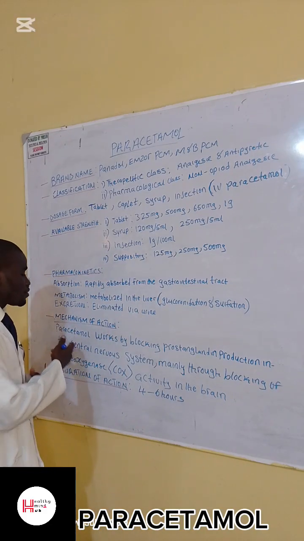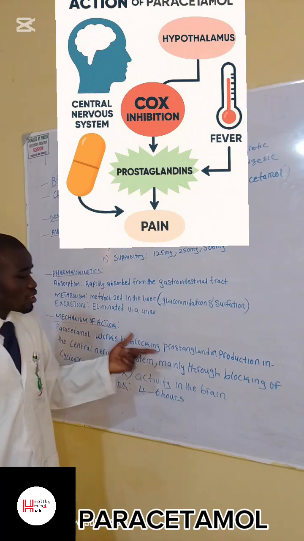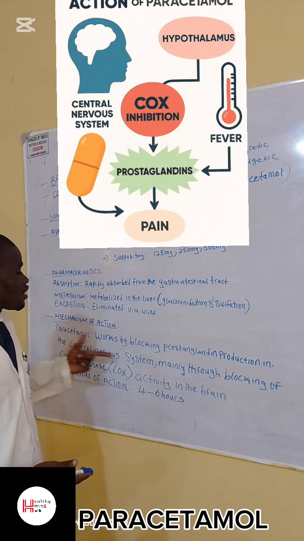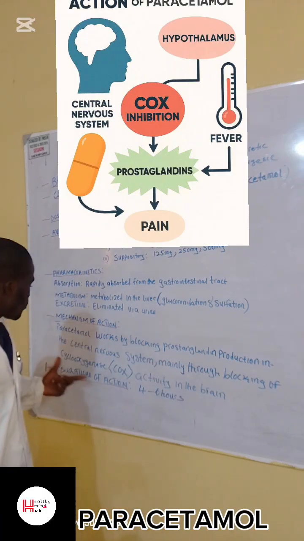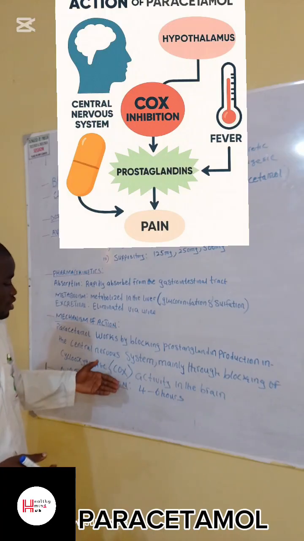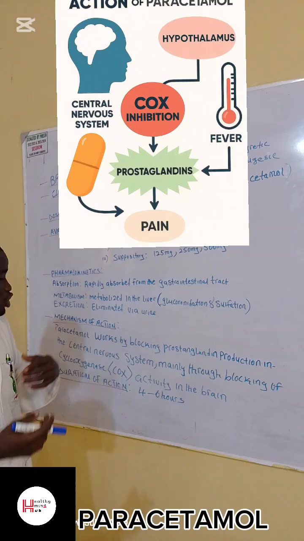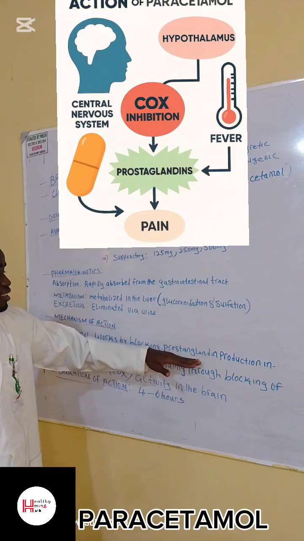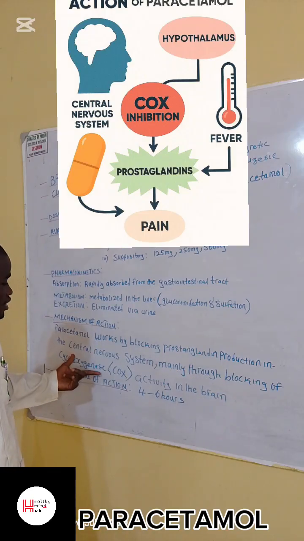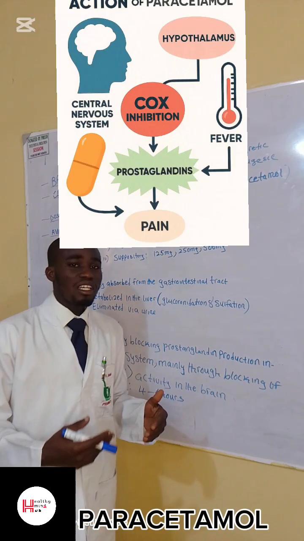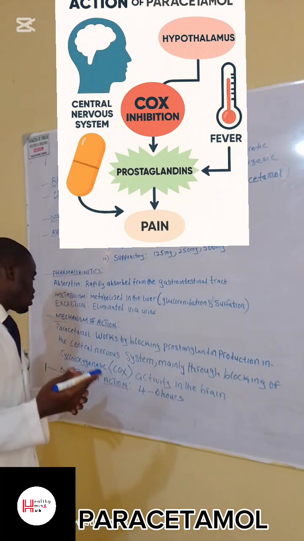The mechanism of action of paracetamol is that it works by blocking prostaglandin production in the central nervous system, which is in our brain, mainly through blocking of cyclooxygenase. That means it blocks prostaglandin production in our brain, and through the blocking of this cyclooxygenase, it results in relief of pain and also of high body temperature.